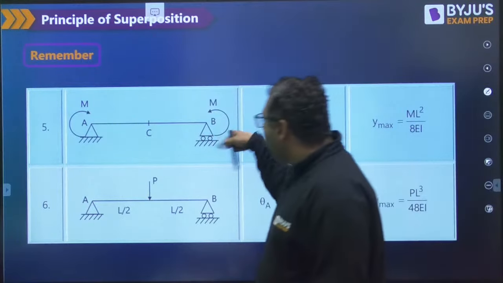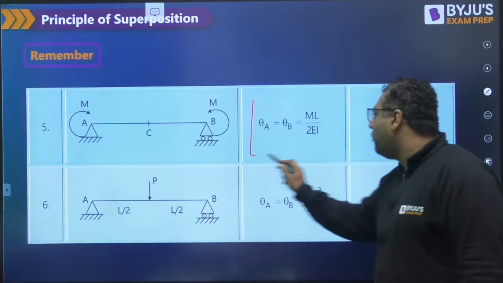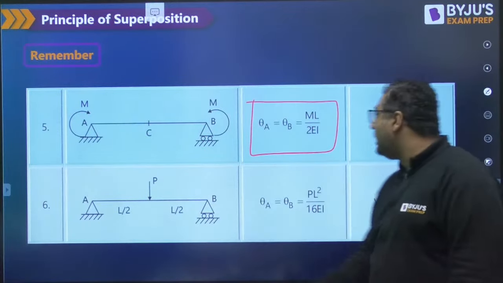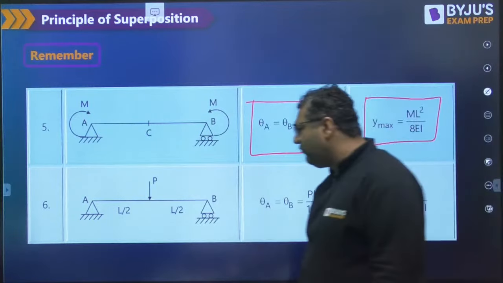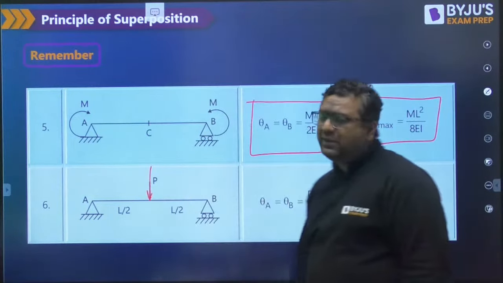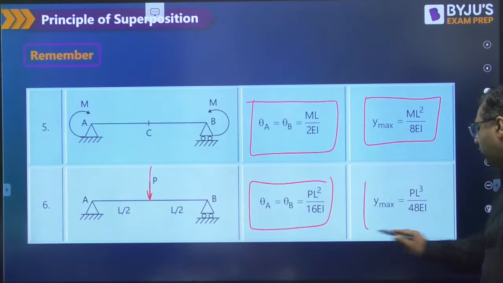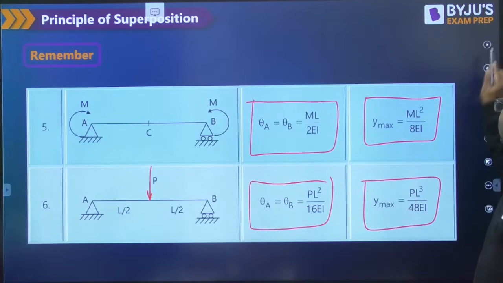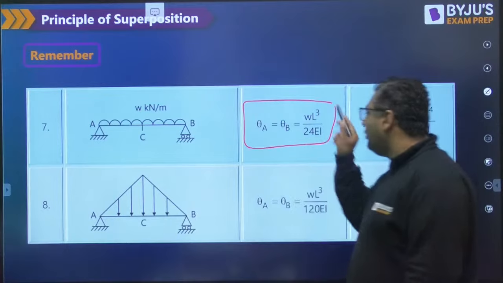If you have a simply supported beam subjected to a point moment, then the slope at A and B will be ML upon 2EI and the deflection will be ML square upon 8EI. Then, if you have a point force on a simply supported beam, the slope is PL square upon 16EI and Y maximum is PL cube upon 48EI. Then for UDL we have WL cube by 24EI.